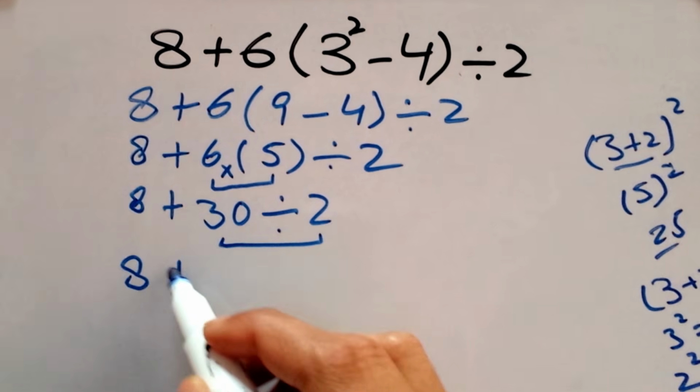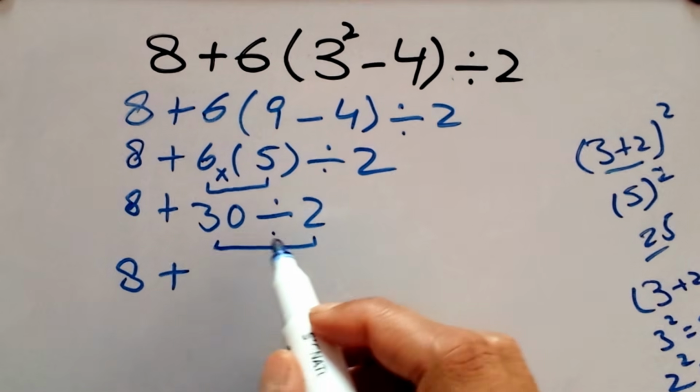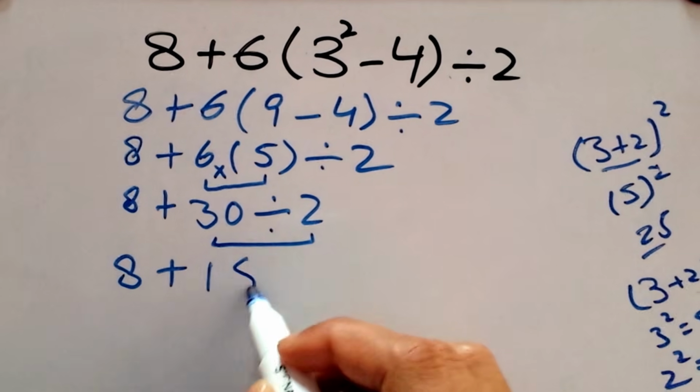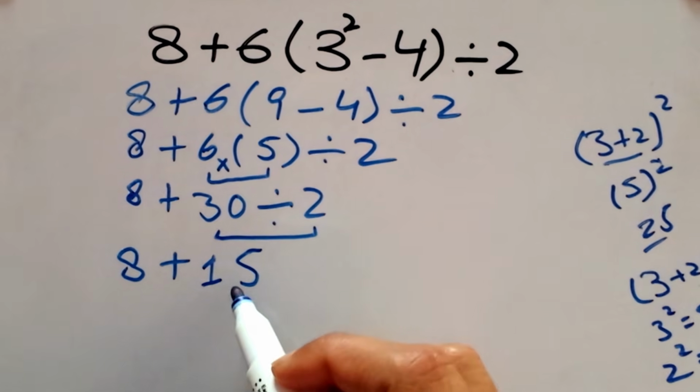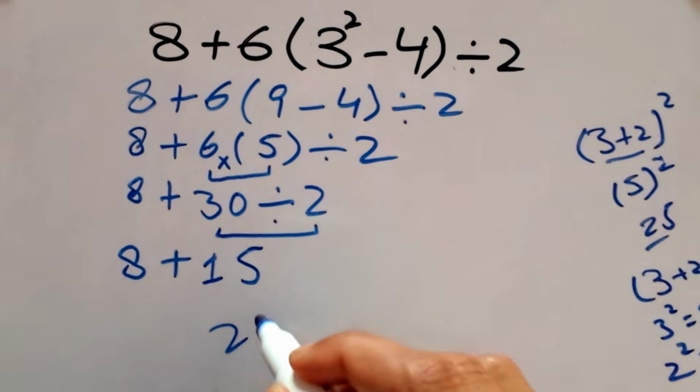So 8 plus 30 divided by 2 equals 15. And now 8 plus 15 equals 23.